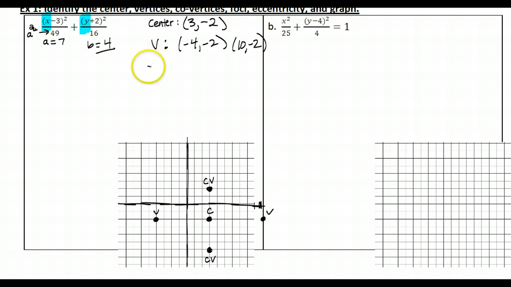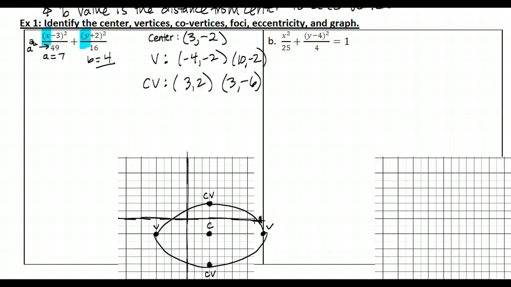And by the way, let's find those quick. So the co-vertex is at (3, 2), and the other co-vertex is at 3 comma 1, 2, 3, 4, 5, (3, -6). If you're confused right now, pause and start this example over, because this is really important to understand. So pause and start over if you're not really sure where I'm getting this, or write down questions to ask me. And we have one last thing to do because we have not found the foci yet.